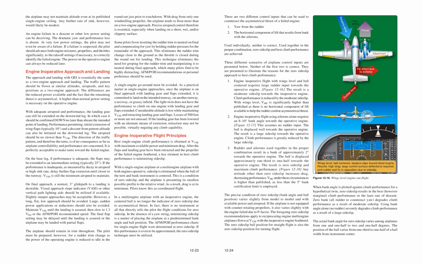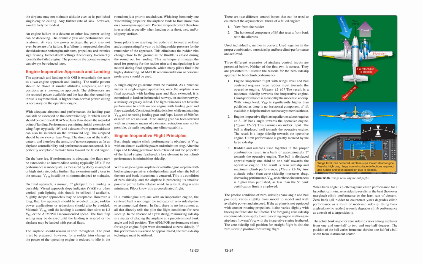Some pilots favor resetting the rudder trim to neutral on final and compensating for yaw by holding rudder pressure for the remainder of the approach. This eliminates the rudder trim change close to the ground as the throttle is closed during the round out for landing. This technique eliminates the need for groping for the rudder trim and manipulating it to neutral during final approach, which many pilots find to be highly distracting. AFM/POH recommendations or personal preference should be used.